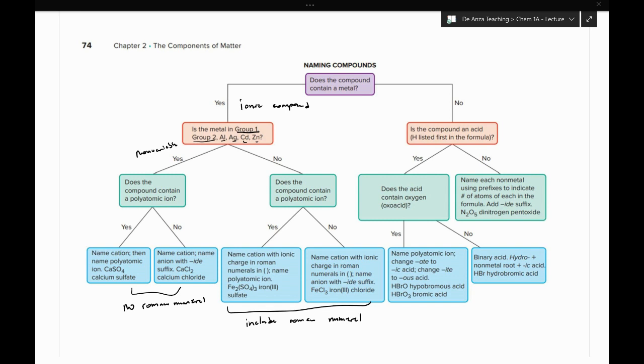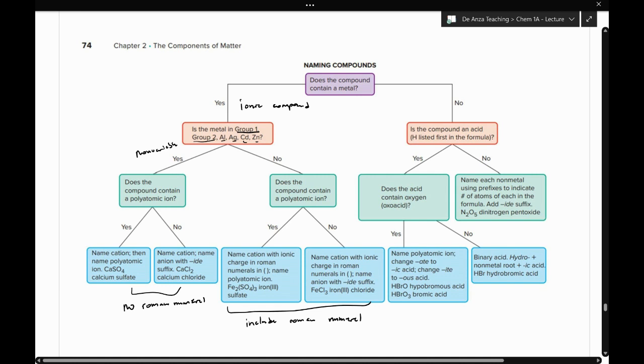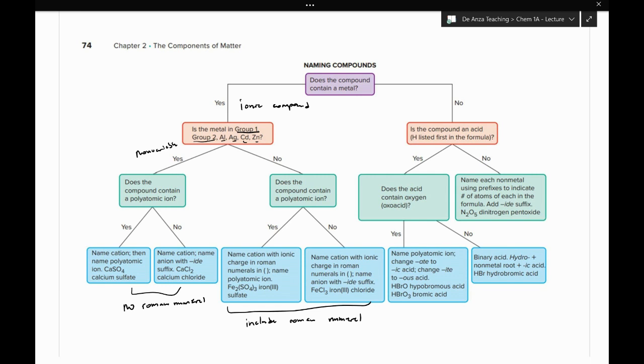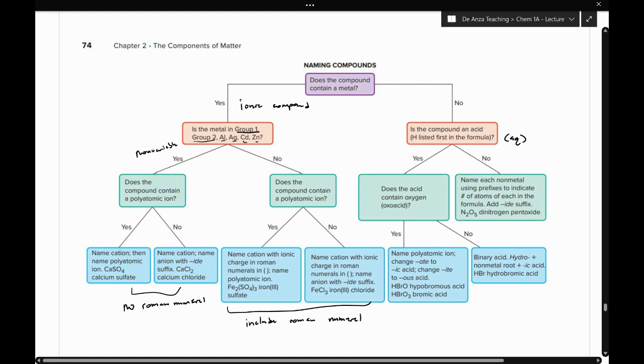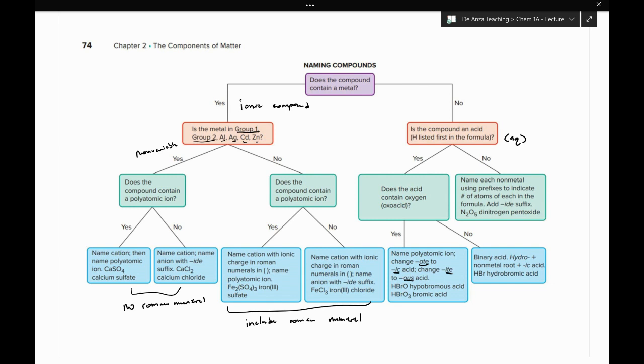And then if, when you do that first check, you don't have a metal, the next thing you ask yourself is, is the compound an acid, which means that you either have H listed first in the formula, or you see that you have AQ as part of that formula. If yes, then you do have an acid, and you have to decide if it's an oxoacid, meaning it contains oxygen. So in that case, you do the ite to ous, ate to ic. Or if you don't have this H listed first, and you don't have this aqueous state for that, then you have a normal covalent compound, and you just name it using that prefix plus name of first atom plus prefix plus base name of second atom plus IDE.